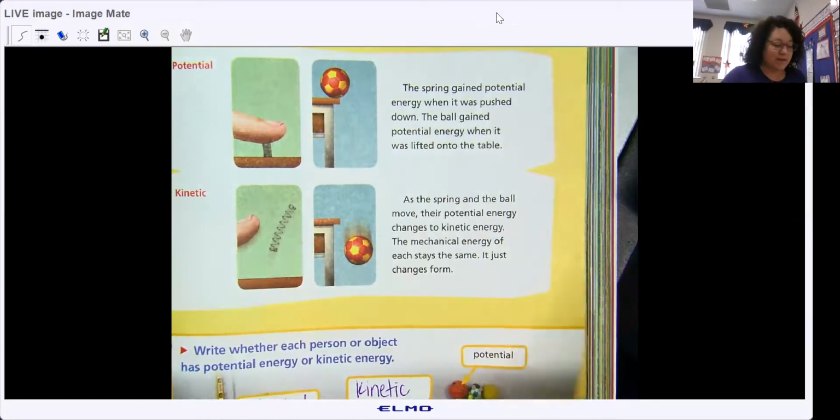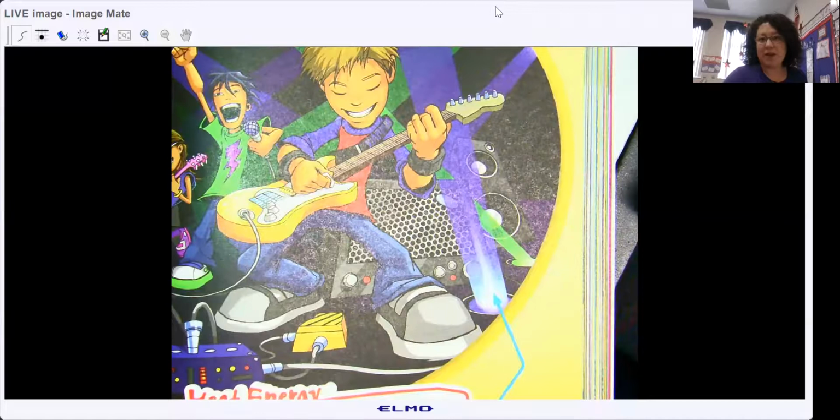And we're going to work more on that tomorrow. So tomorrow, we're going to finish up this lesson. So make sure you have your book ready for tomorrow. And I'll see you then. That's kinetic energy right there.